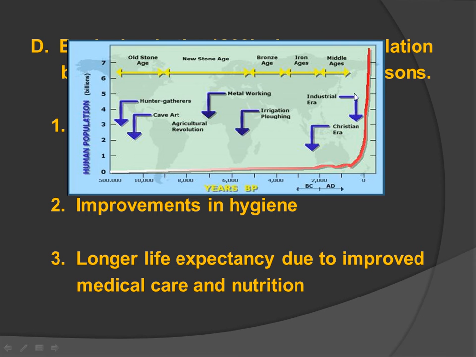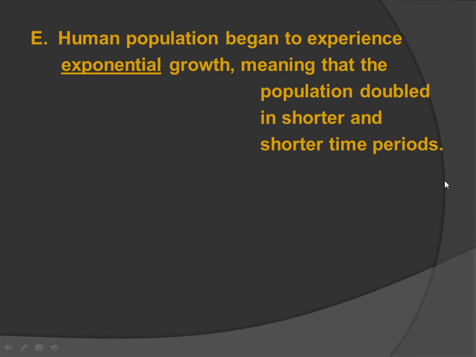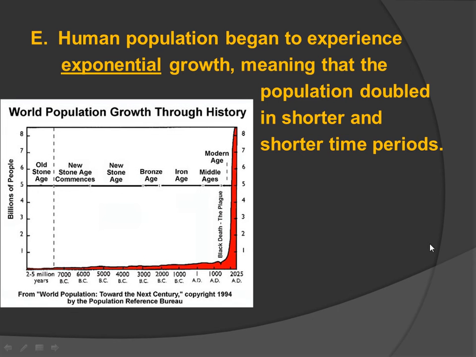All right, so now we're beginning in this area right here. So now we have the industrial era, and then look what began to happen to the population during that time period, right here. E, human population began to experience exponential growth, meaning that the population doubled in shorter and shorter periods of time. So that's what this graph is showing you, is that it took less and less time to double the population.